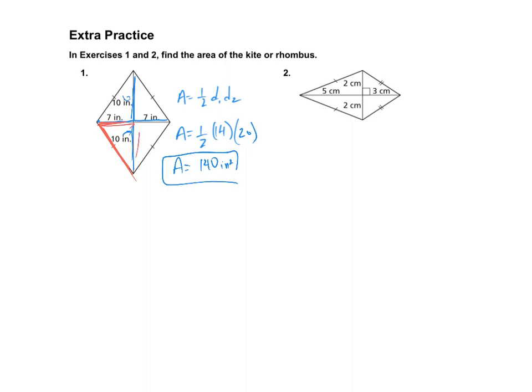Now, suppose though this piece was 10 here, and this piece was 7 there. Well, you could find this diagonal by using the Pythagorean theorem, because remember, on a kite or a rhombus, these will be perpendicular. All right, so let's move on to the next problem.